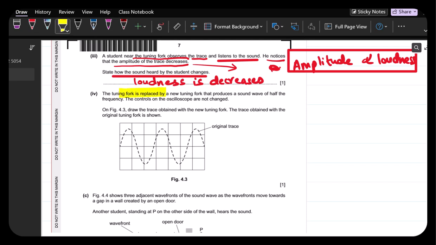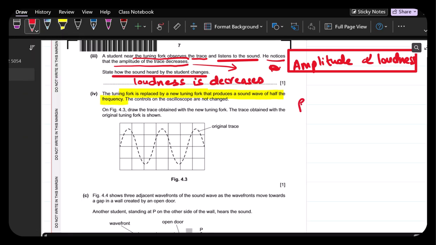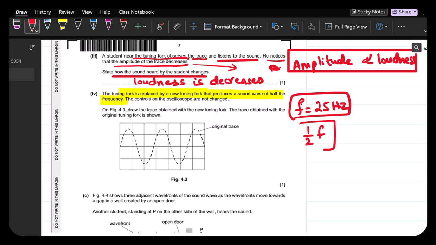is replaced by a new tuning fork that produces a sound wave of half frequency. Half frequency. Okay, frequency is now, you can say, 25 hertz. Previously we calculated it as 50, so it is now half of the previous frequency. So the controls on the oscilloscope are not changed, meaning time base is not changed, amplitude is not changed. On figure 4.3, draw the trace obtained with the new tuning fork.